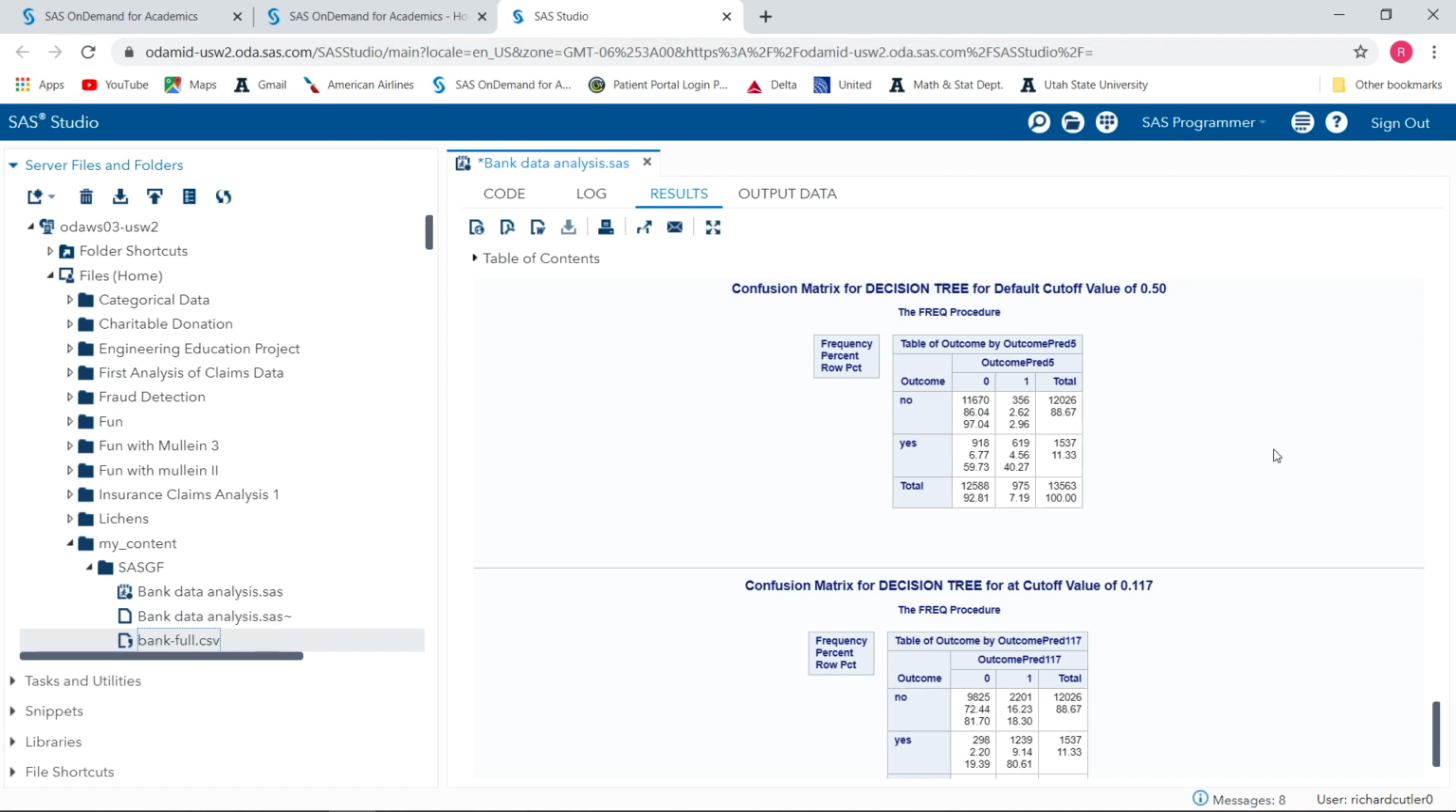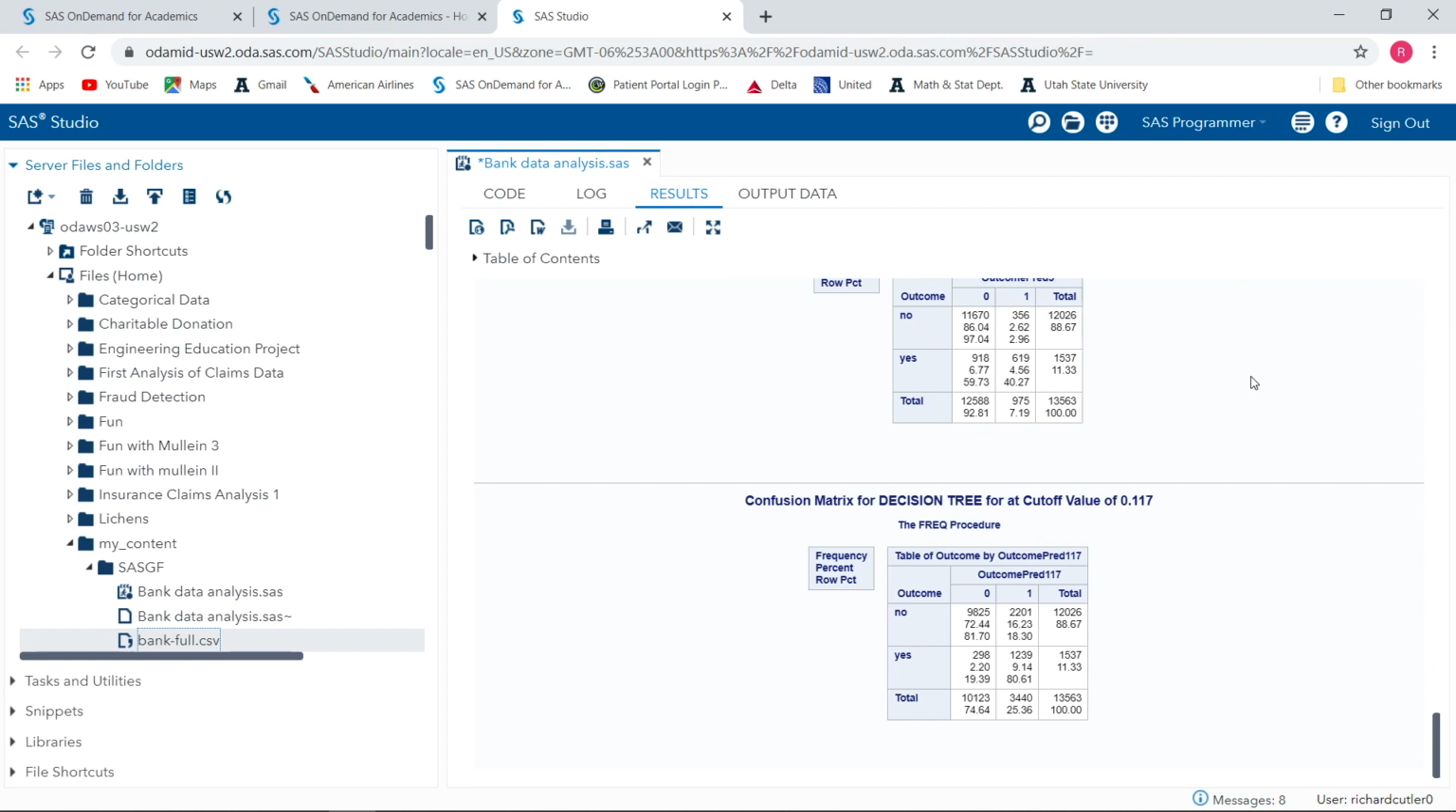And if we use the usual cutoff of 0.5, even with a tree with 22 terminal nodes, the results are pretty terrible in terms of the sensitivity. That's 40%. So we're only correctly predicting the yeses at a rate of 40%. And that's absolutely terrible. But if we change the cutoff to 0.117, well, that makes a huge difference.